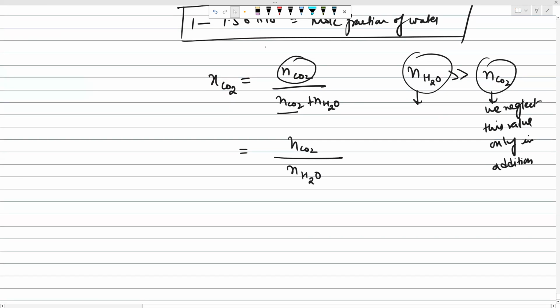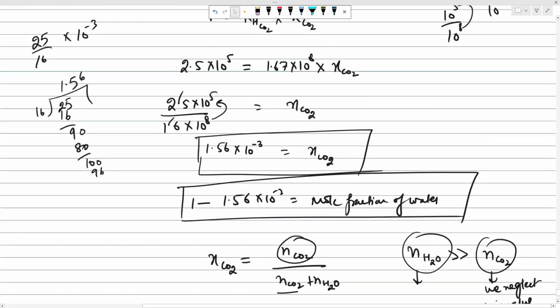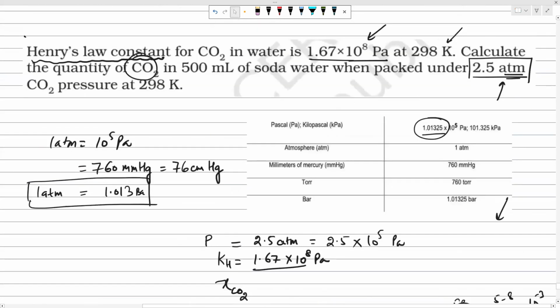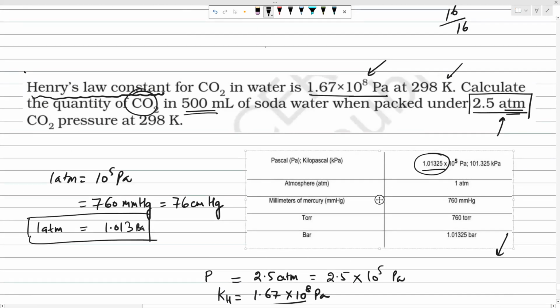And there you find the value 1.56 into 10 to the power minus 3. This is the mole fraction of CO2. Now the number of moles of CO2 will be equal to what? How many moles of water will be there in 500 ml? In 500 ml, CO2 is also present.